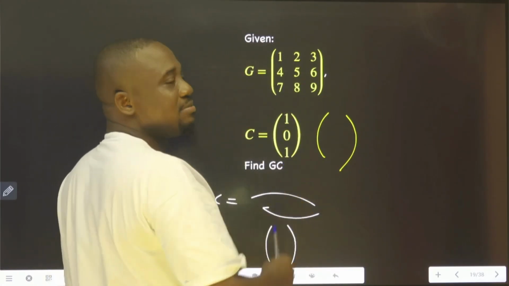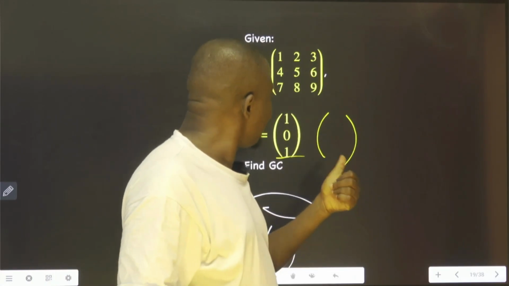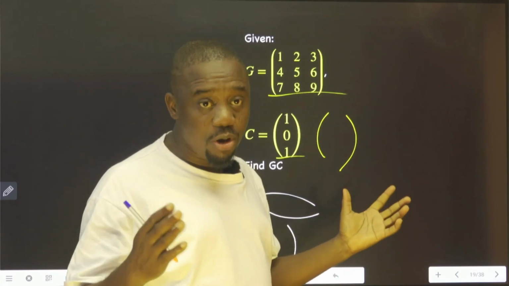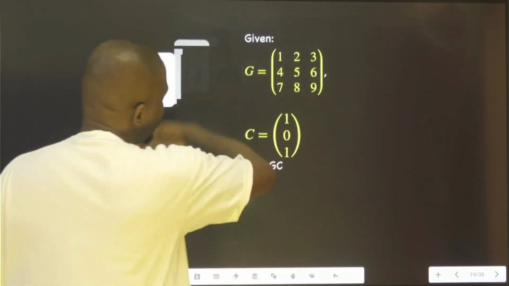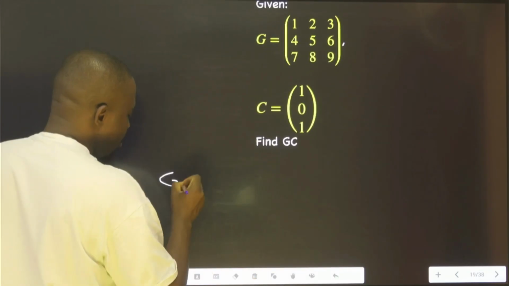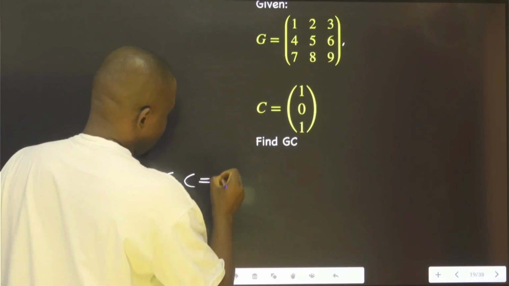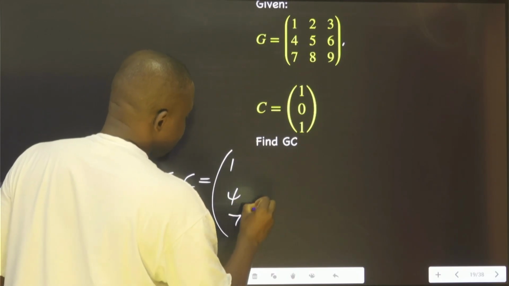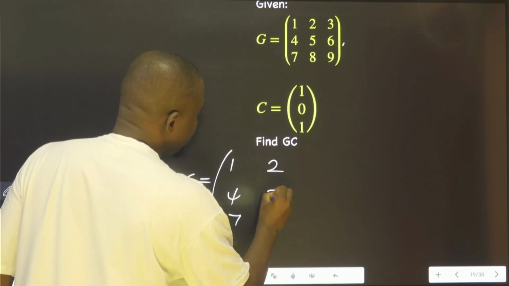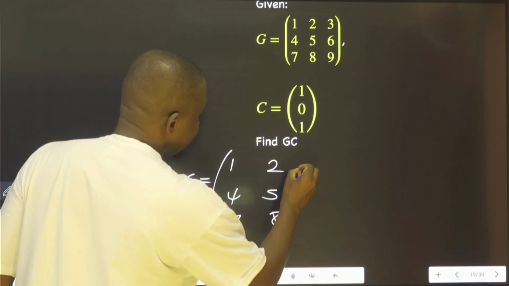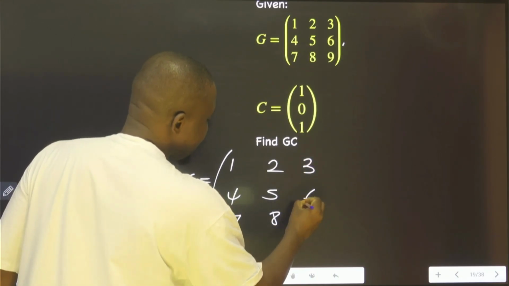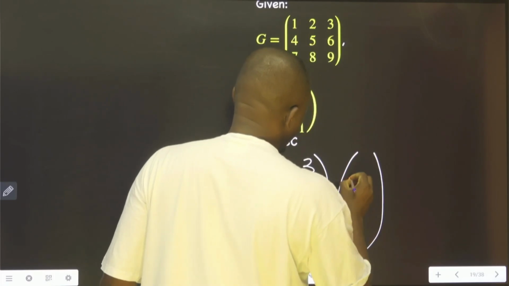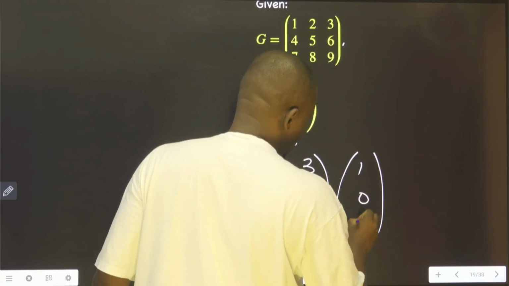2 columns. This is providing column. This is providing columns and row. So column will win. Now let's continue. That is to say 1, 4, 7, 2, 5, 8, 3, 6, 9. And 1, 0, 1.